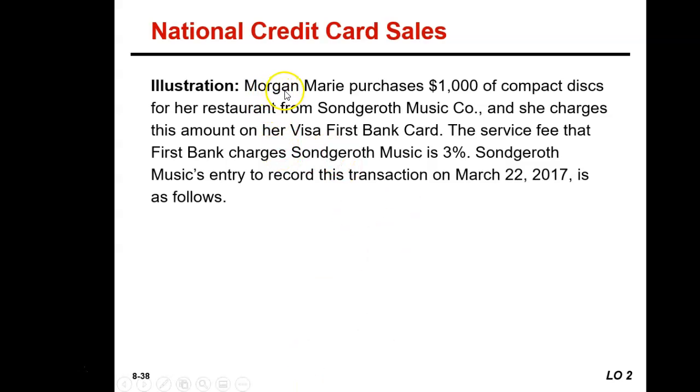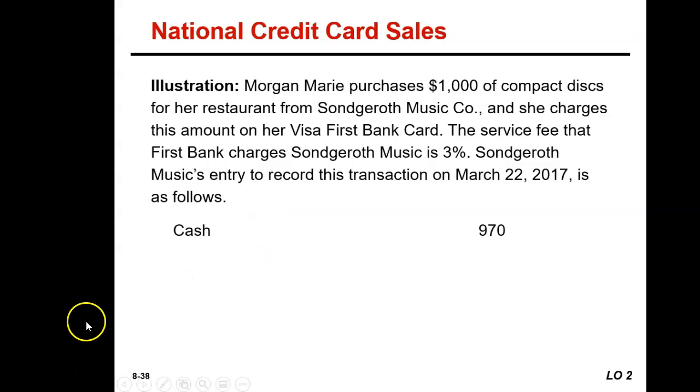We've got Morgan, who purchased CDs, compact discs, for $1,000 for her restaurant from this music company store. And she charged them on her first Visa bank card. All right. So Visa is going to charge the music company a 3% fee for accepting Visa as a form of payment. It's just a cost of doing business.